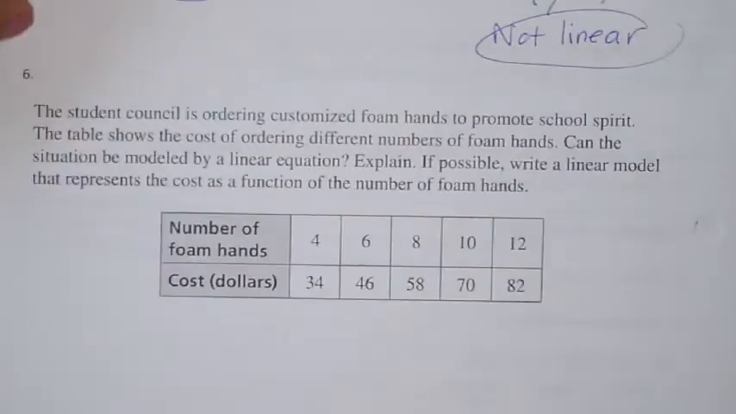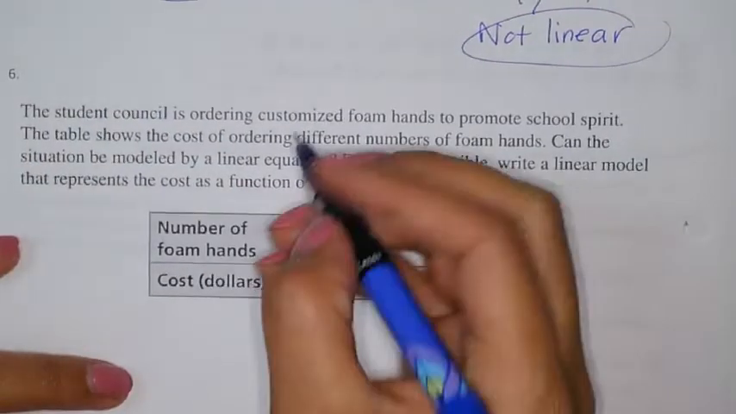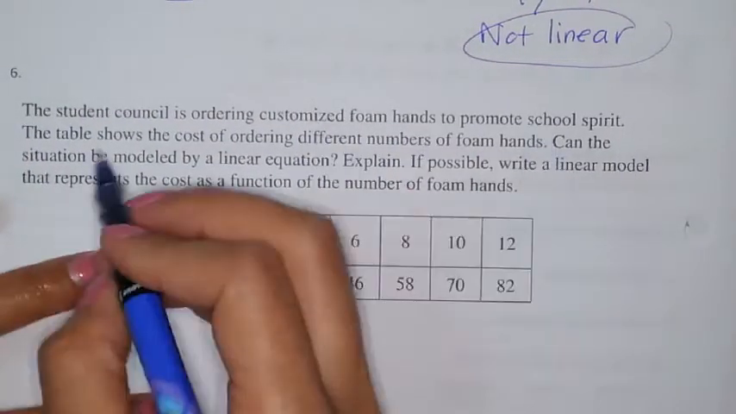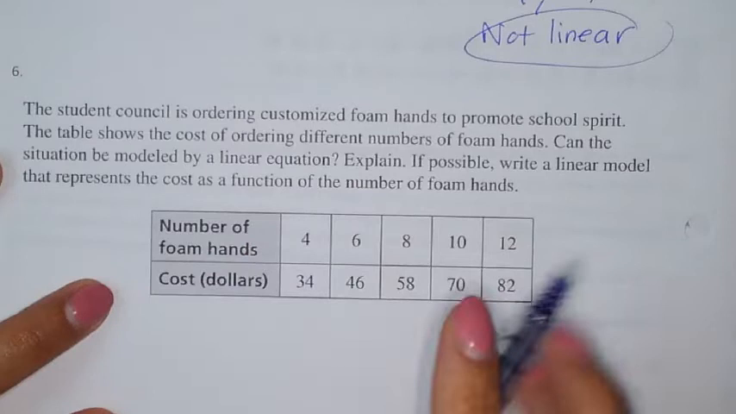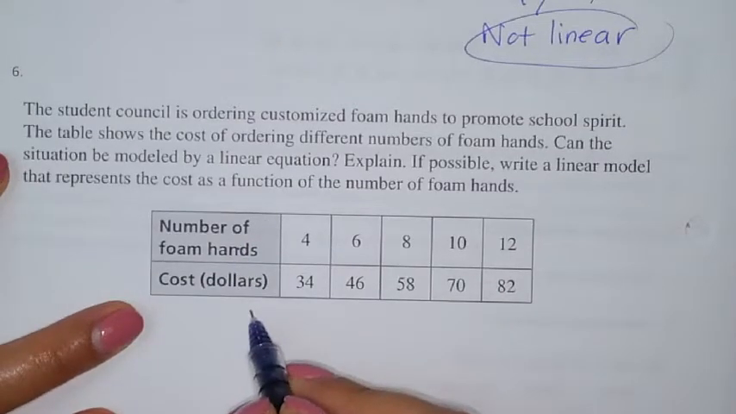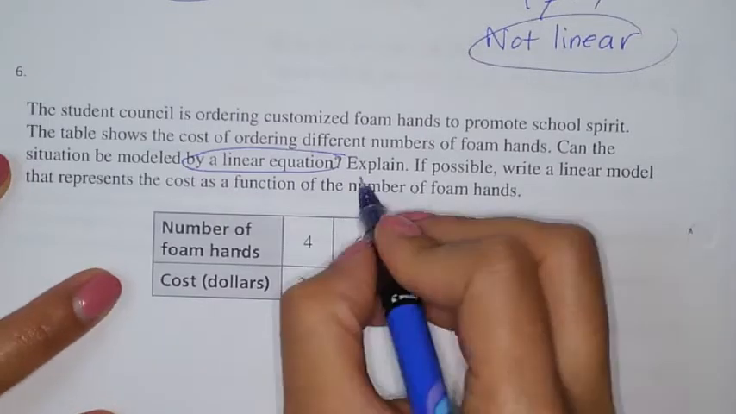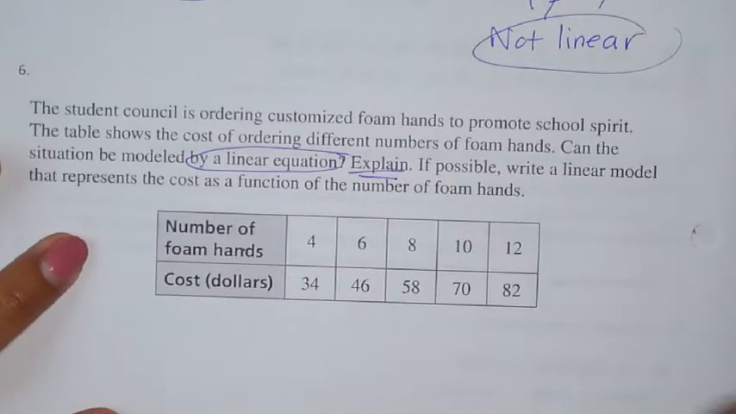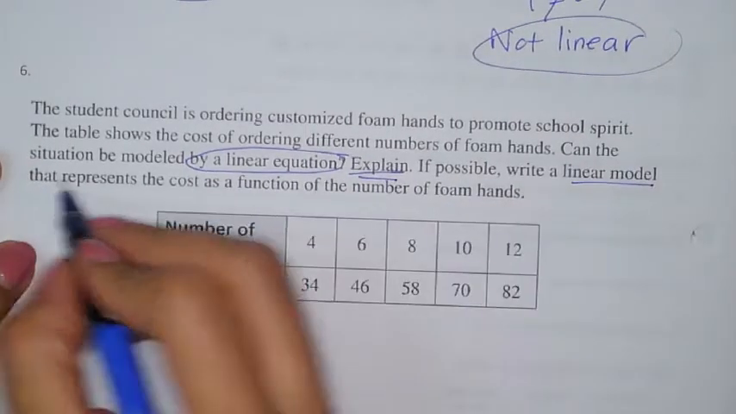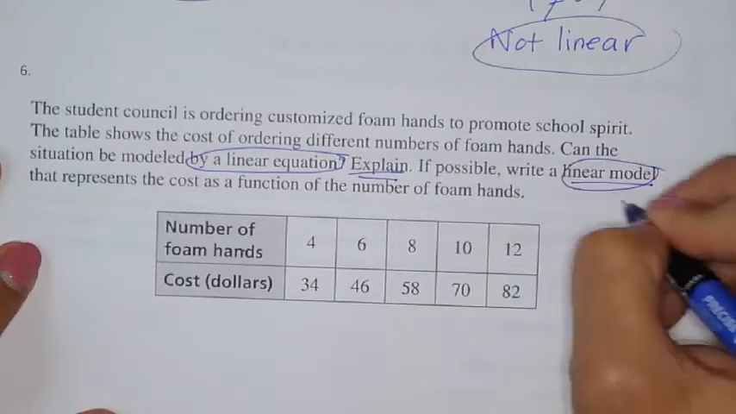Alright, so here student council is ordering customized foam hands to promote school spirit. This is a table, number of hands, and the cost in dollars for each. We need to know if this can be a linear situation, and we have to explain. And if it is, we need to write the linear model. When you see linear model, they mean the equation.